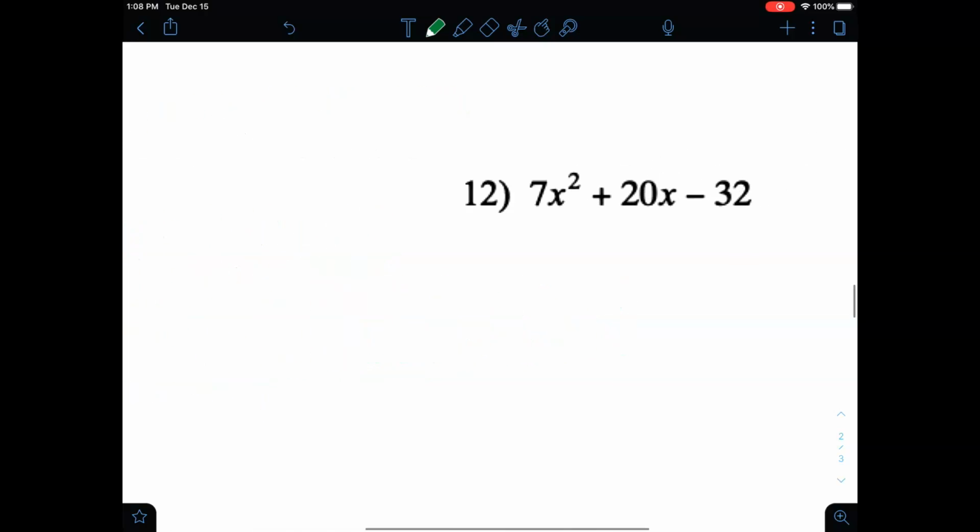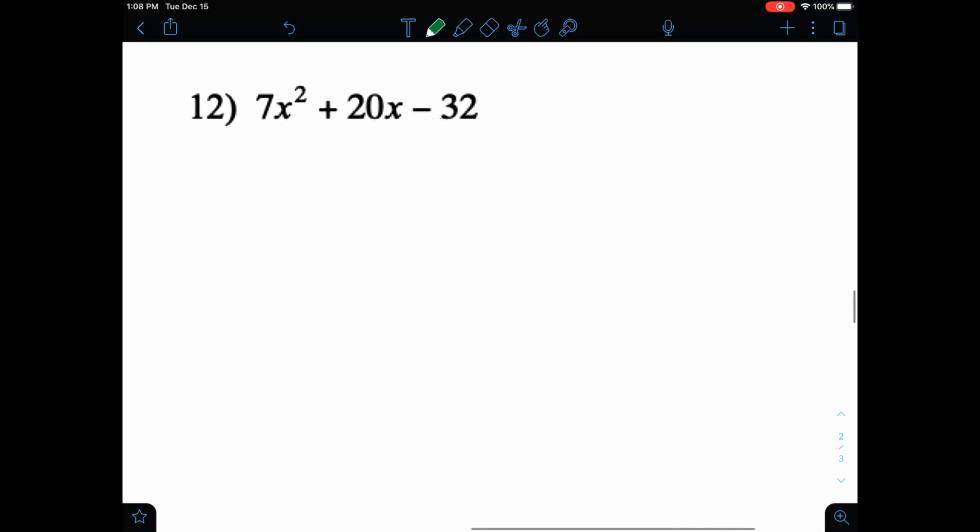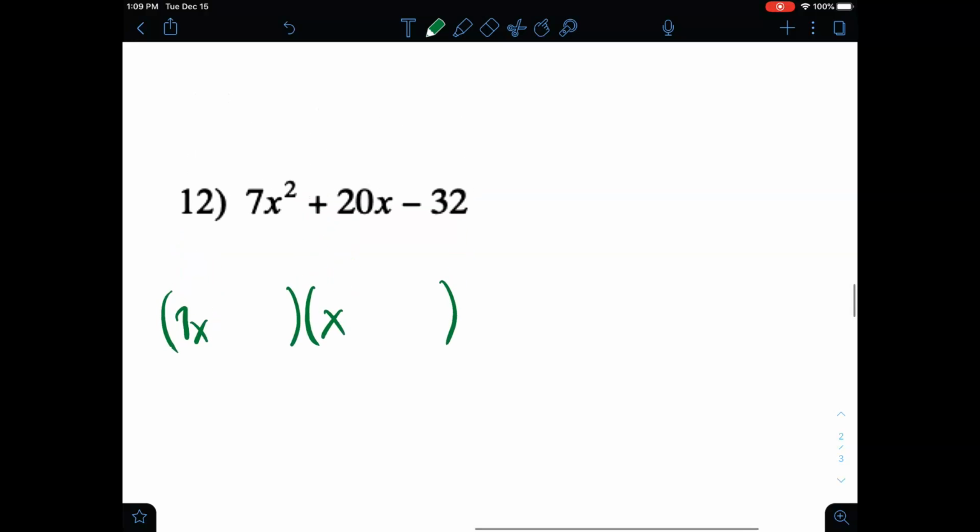Okay. Number 12, getting a little bit trickier now. So we have 7x squared plus 20x minus 32. So we need to multiply to 7x squared. That's a nice one. That's going to be 7x times x. So we don't need to change that very much. But we need factors of negative 32. This is going to be kind of tricky.